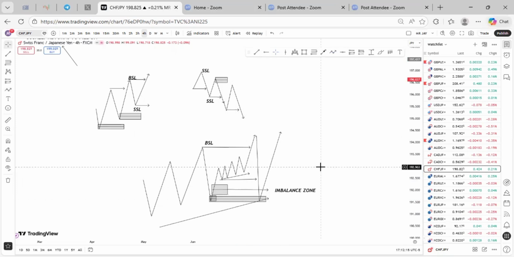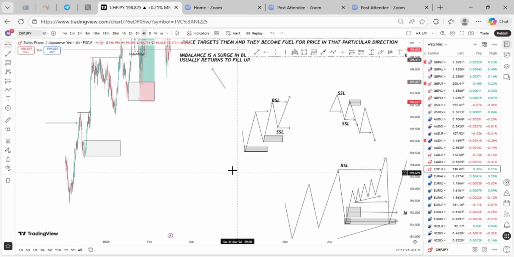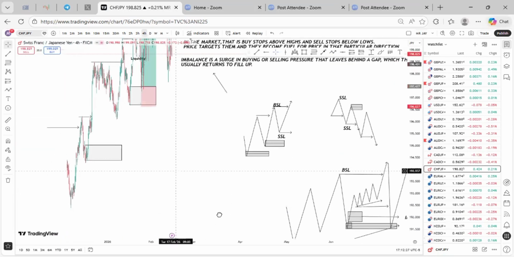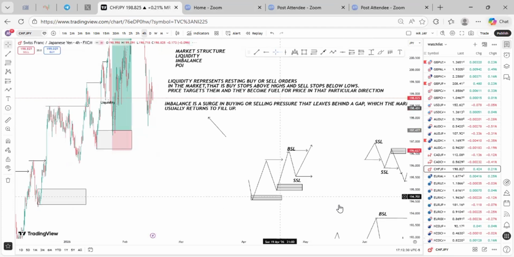So that being said, I'll be showing us some live examples. Let's look at some live examples, right? Okay, so I think I have one on CHF JPY, right? This is CHF JPY.